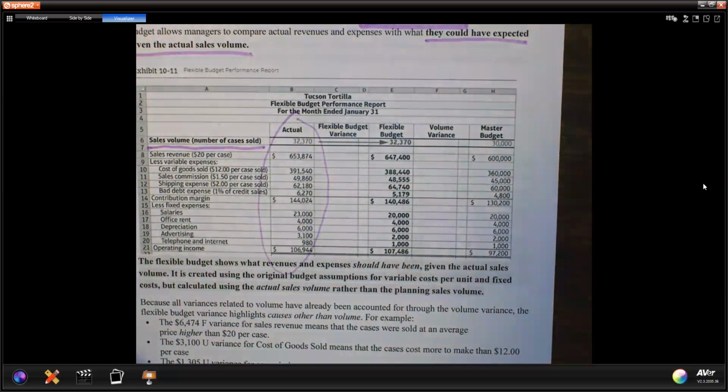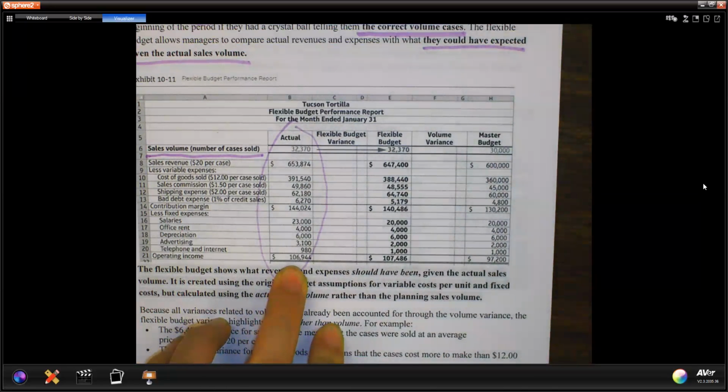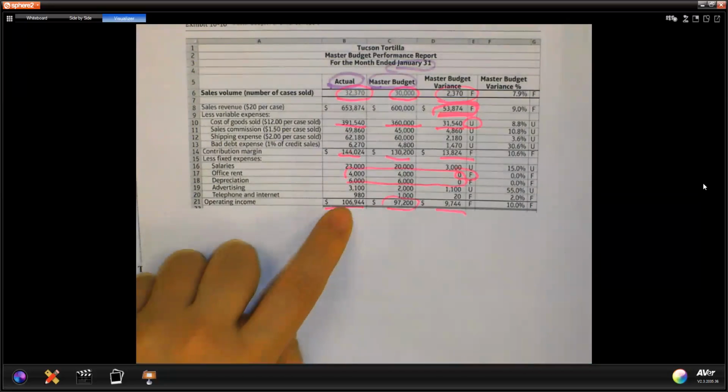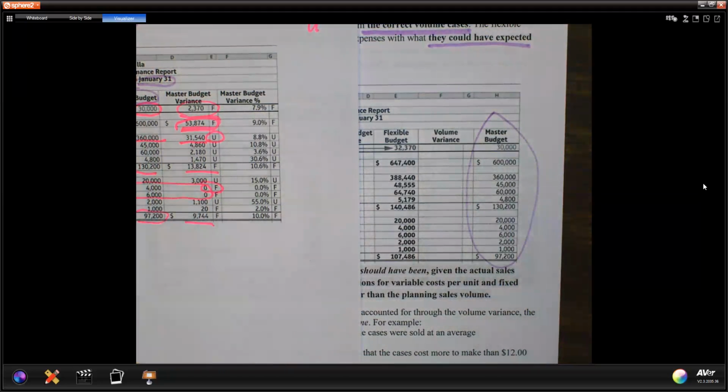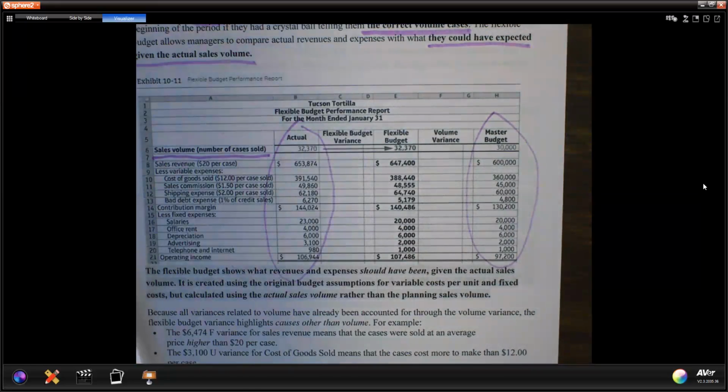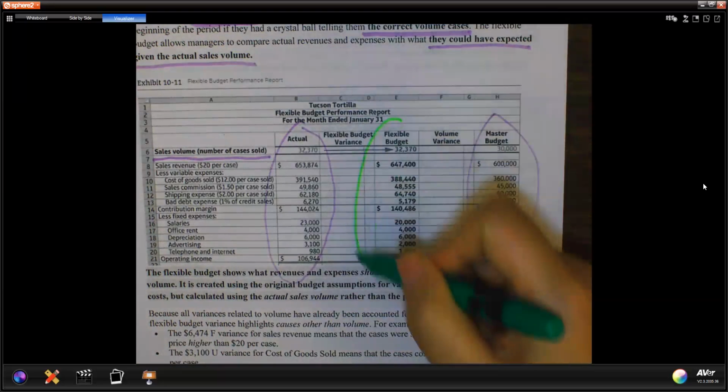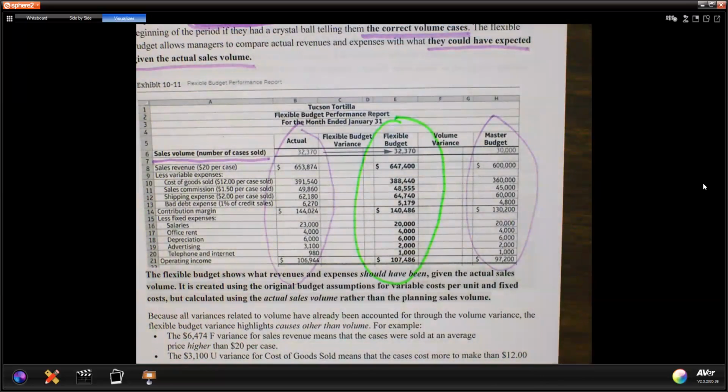So it's exactly the same. 106,944, nothing really fancy. And then we also have this master budget, 97,200, so nothing really fancy. What we have in the middle, we call it a flexible budget. So we put one, I would say, hybrid number. We call it a hybrid number in the middle.